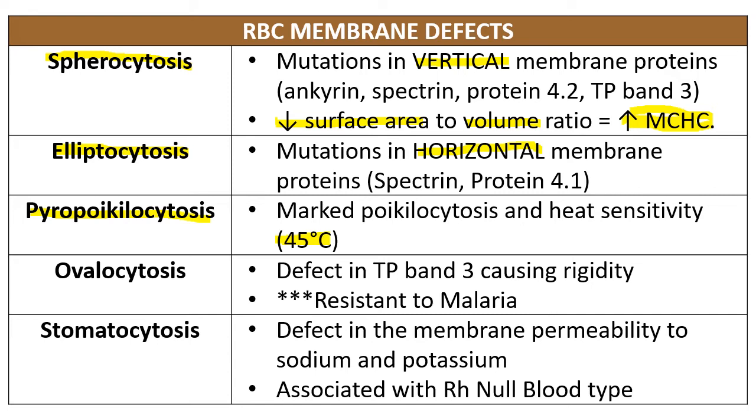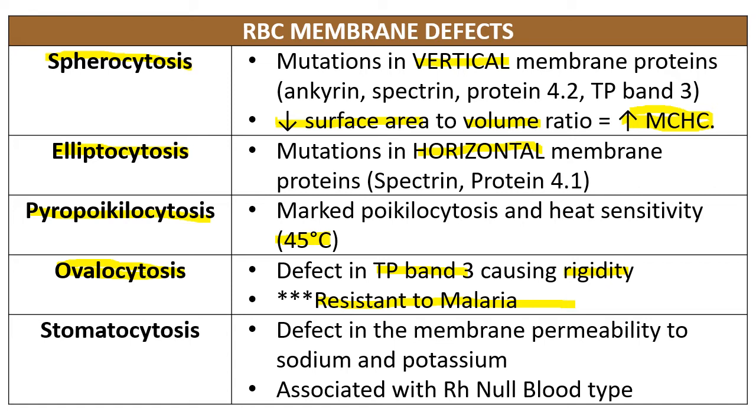Okay? Then next, ovalocytosis naman. So, ovalocytosis, meron tayong problem with TP band 3. Okay? Causing rigidity. Very rigid or very hindi flexible yung RBC membrane, hindi nakakalusot sa mga maliliit na capillaries. And hindi rin laging bad news for this type of condition kasi it confers protection against malaria. So aside from G6PD, nagkakaroon din ng protection against malaria sa ovalocytosis.